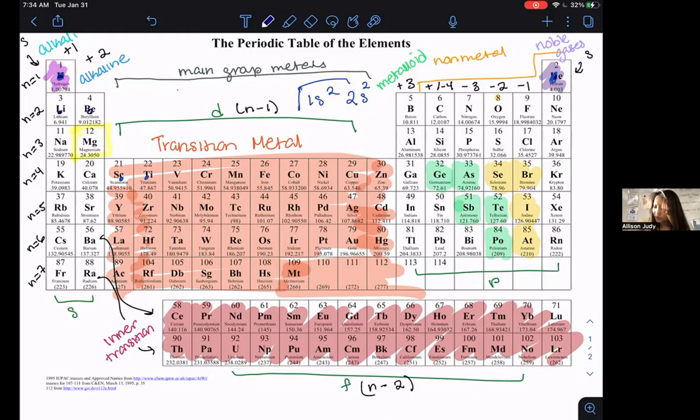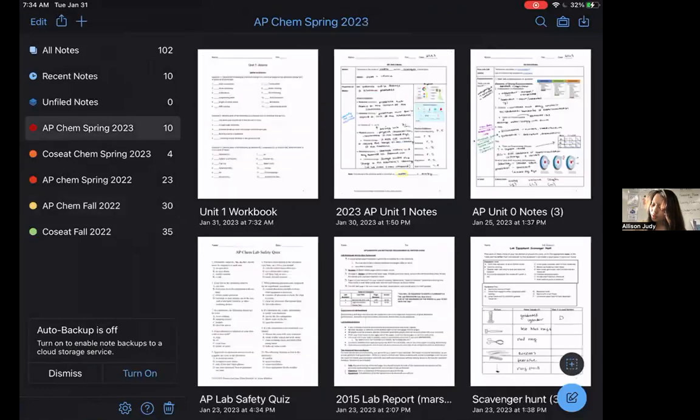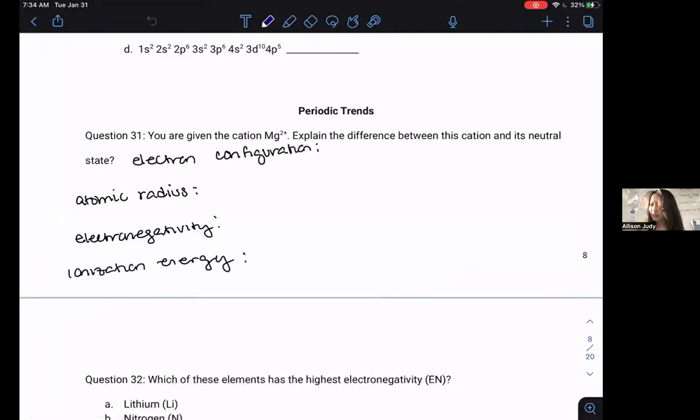So we go 2s2, 2p6, still not quite at magnesium. 10 out of my 12 electrons have been placed. And then it's 3s2. Now I am where magnesium should be, and all the electron vacancies in between have been filled with the 12 electrons that I need. So the standard magnesium atom has a 1s2, 2s2, 2p6, 3s2 configuration.